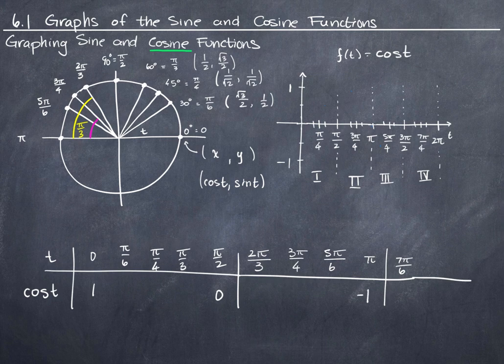So those are the easy ones. And then the others come, again, from what are the x coordinates for 30, 45, and 60, or pi over 6, pi over 4, pi over 3, and so on. And that's root 3 over 2, 1 over root 2, and 1/2. So let's put those in. Root 3 over 2, 1 over root 2, and 1/2. And remembering that root 3 over 2 is approximately 0.9, 1 over root 2 is approximately 0.7.